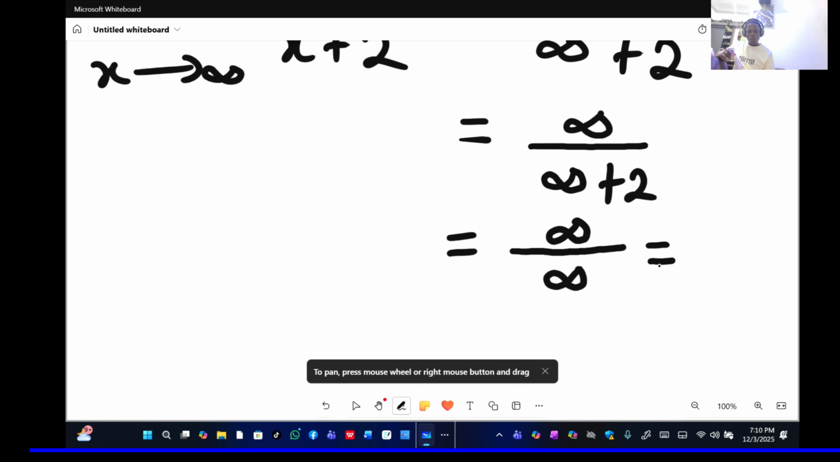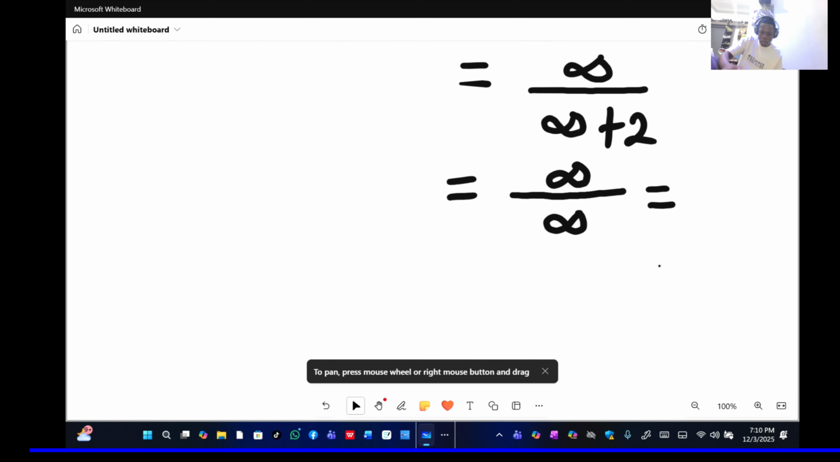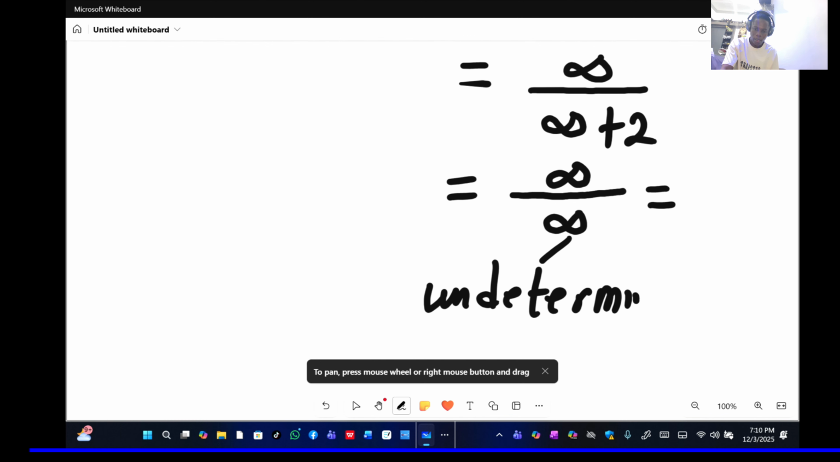Write it here, because this one becomes undetermined. So we are going to write it as undetermined form. So we have it in an undetermined form. So we cannot determine the exact value of infinity divided by infinity.